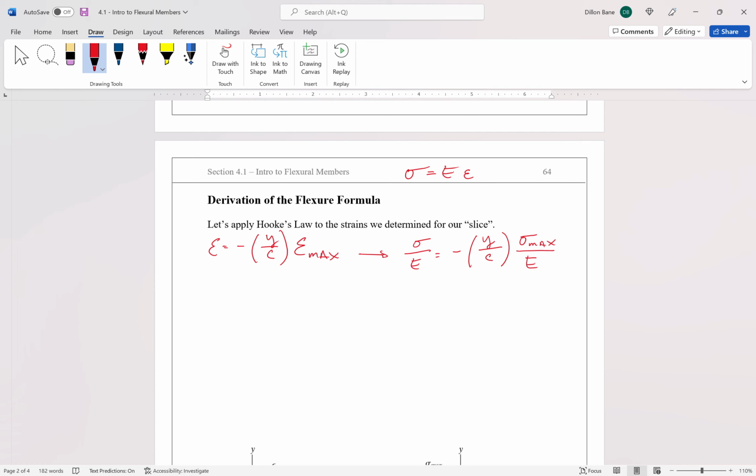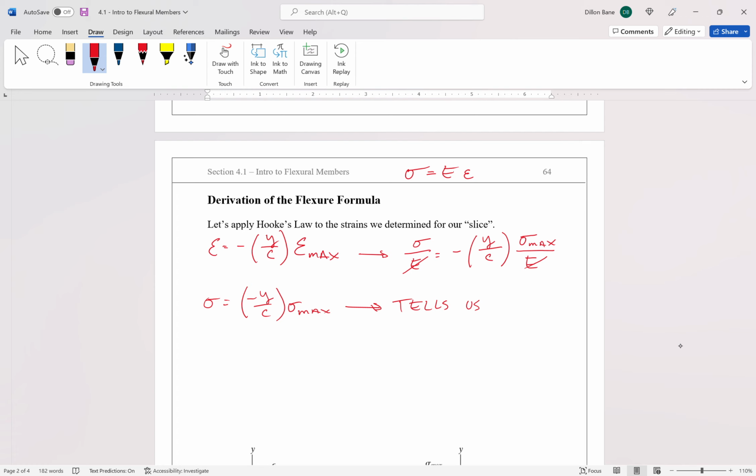So looking at this equation, we see that we have the modulus of elasticity E in the denominator of each side of this equation. So our modulus cancels out, and what we're left with is sigma equals negative y over c times sigma max. Now this equation looks very similar to the strain equation right above it. All we've done here is just substitute a stress for strain.